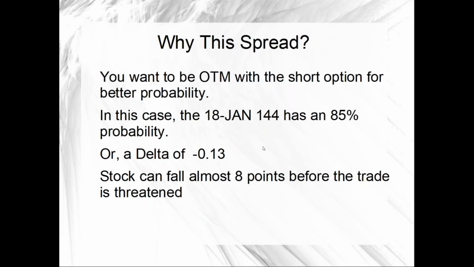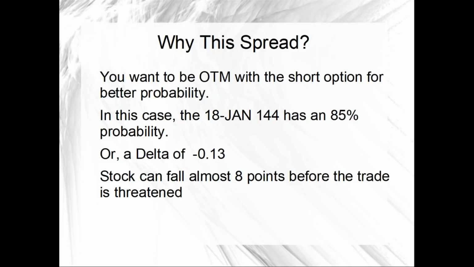Now, why this spread? When I enter a bull put or a bear call, any credit spread, I want to be out of the money with the short option to have a better probability, theoretical probability the stock will stay above that strike in the next 9 or 10 days. In this case, the January 144 put has an 85% theoretical probability based on the past trading range of the stock that in the next 9 days it'll be above $144 per share and I'll receive my maximum profit.